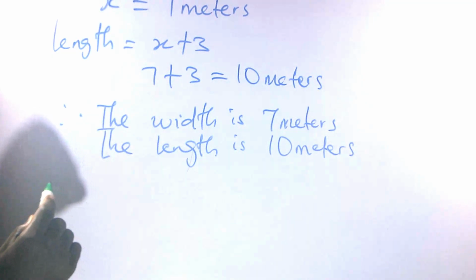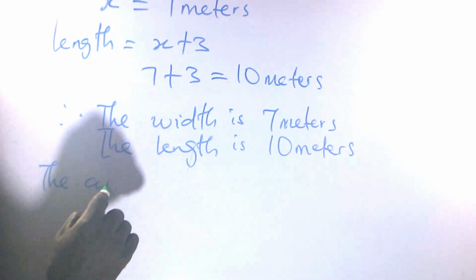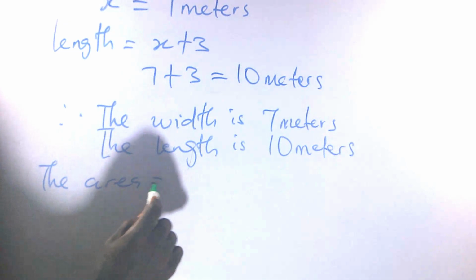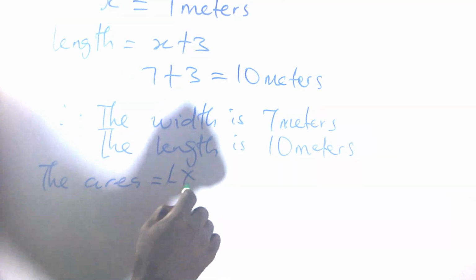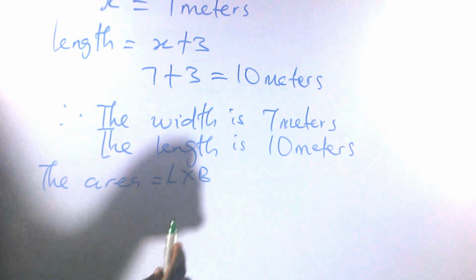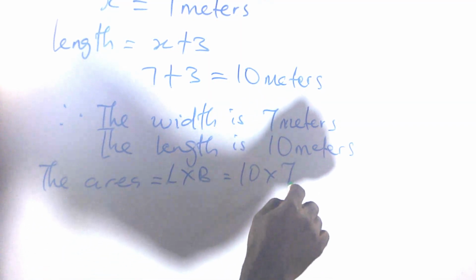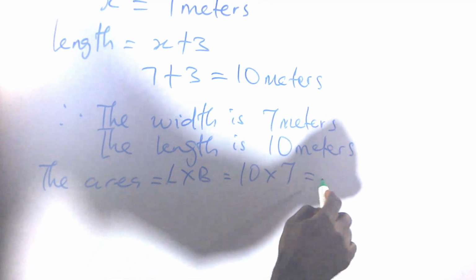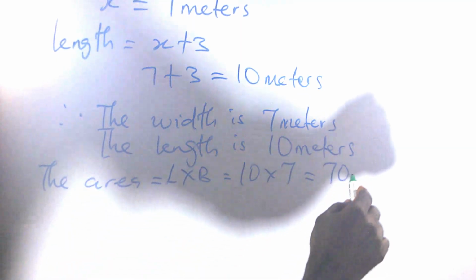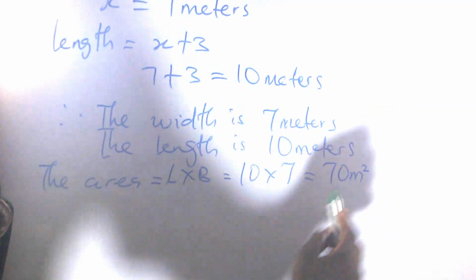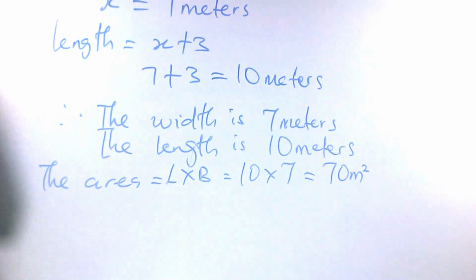To confirm your answer, the area is length times breadth, which is 10 times 7. It's going to give us 70 square meters. So that is the solution to the problem.